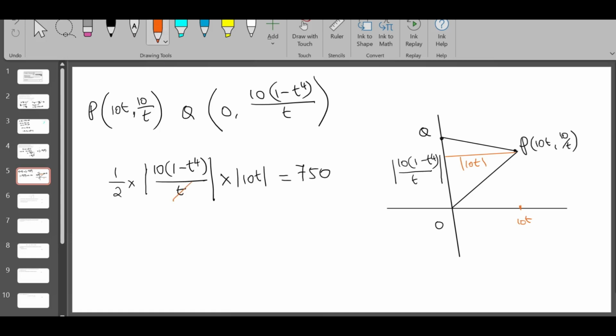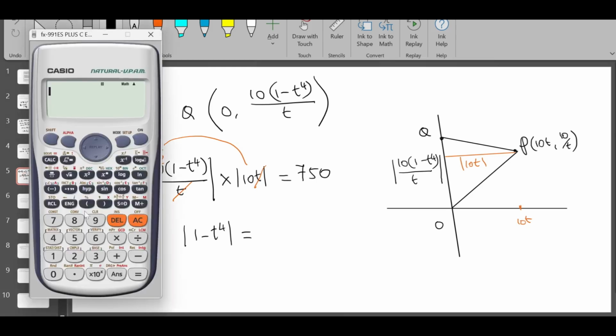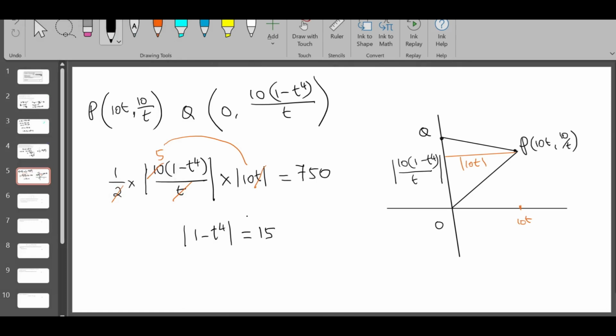Okay, the modulus t can be cancelled. 2 and 10 can be cancelled. 5 times 10 is 50. 50 goes to the other side. You will have modulus 1 minus t power 4 is 750 divided by 50. So you get 15 now.